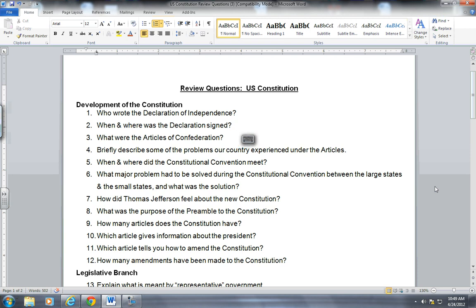10, Article 2. Question number 11 is Article 5. 12, there have been 27 amendments to the Constitution.